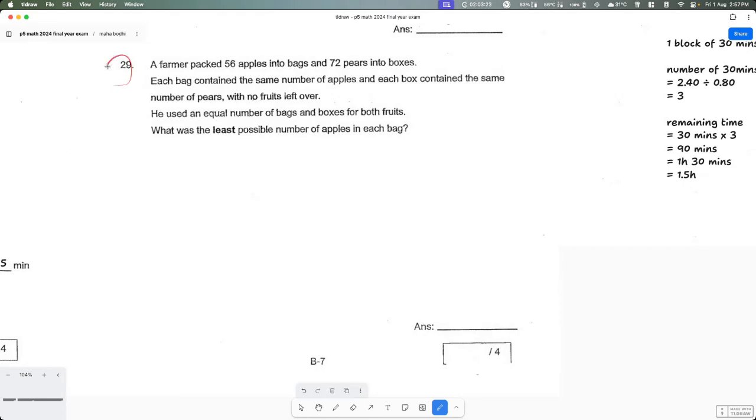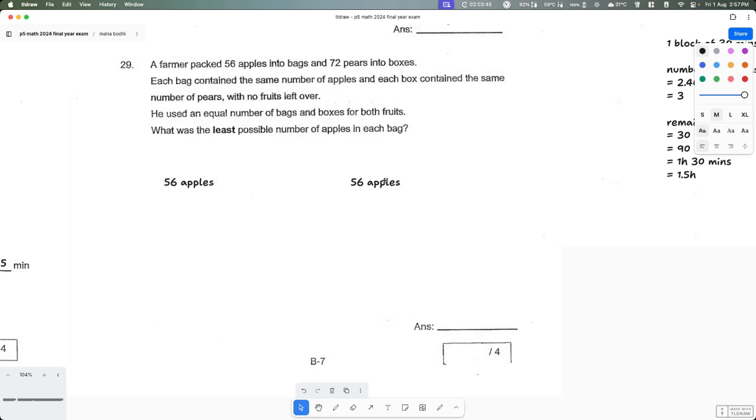So question 29. A farmer packed 56 apples into bags and 30 pears into boxes. Each bag contained the same number of apples and each box contained the same number of pears, with no fruits left over. Use an equal number of bags and boxes for the fruits. What's the least possible number? So we're going to do listing. Listing method, 56 apples, and then we also have 72 pears, right?